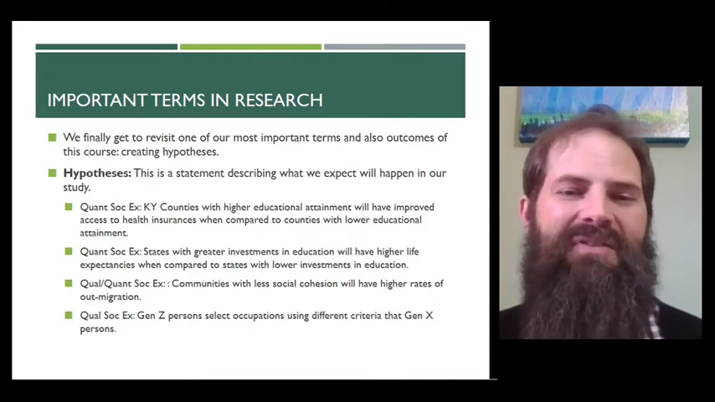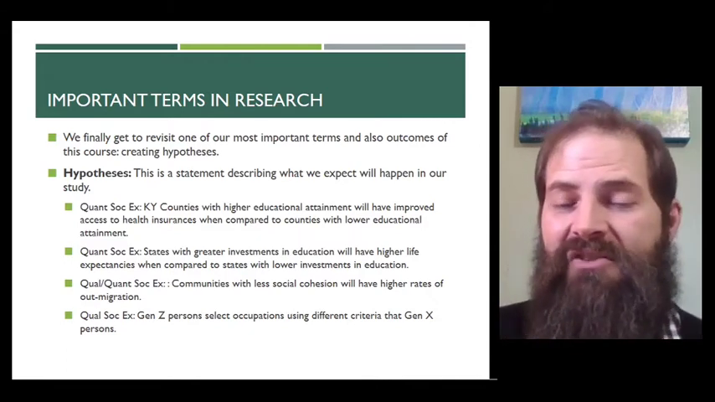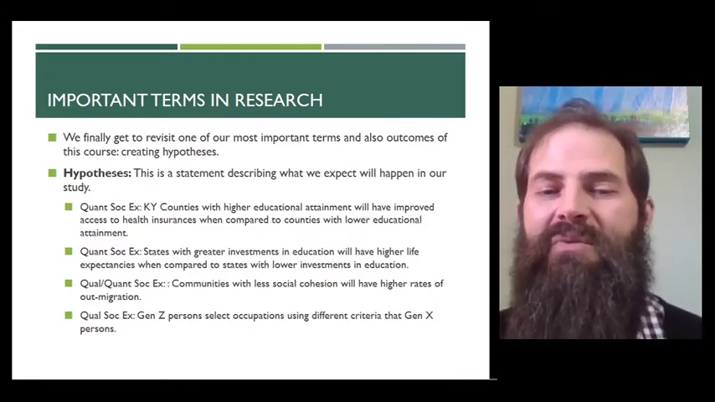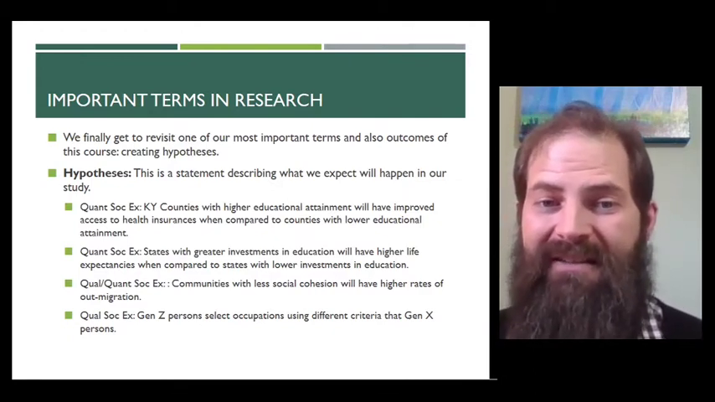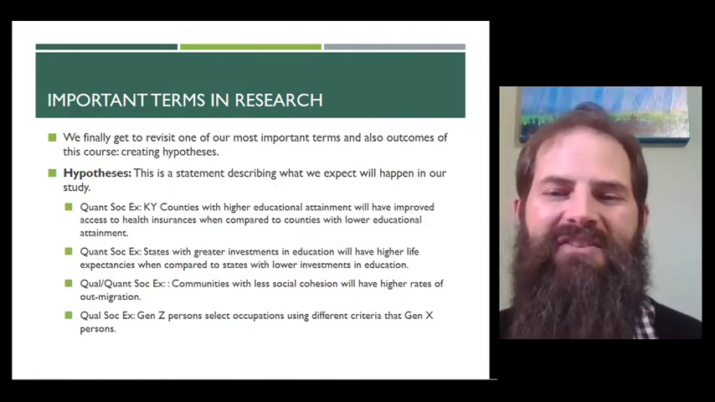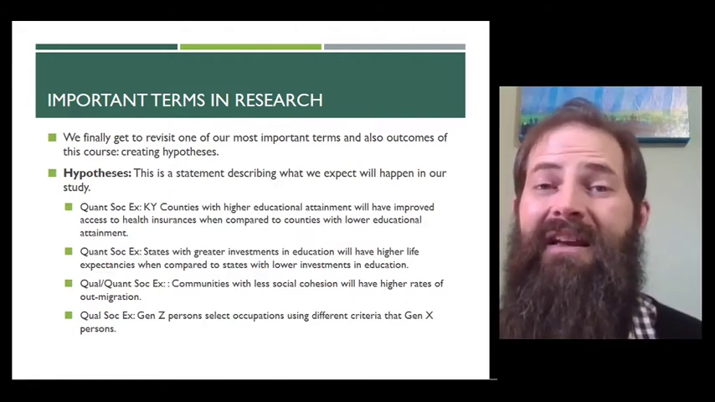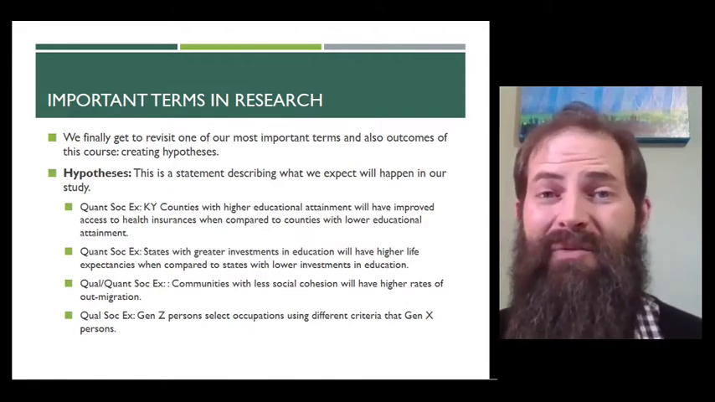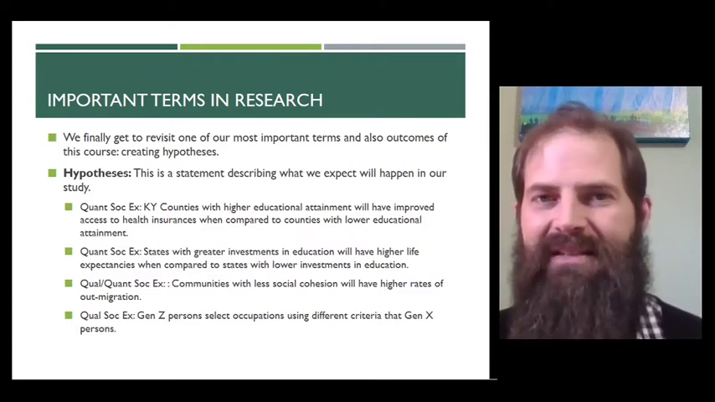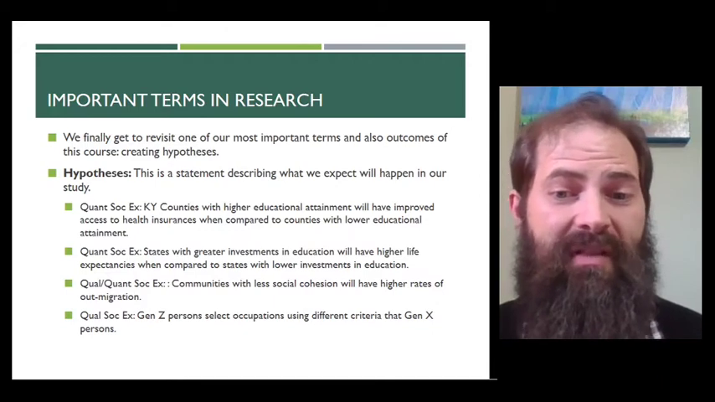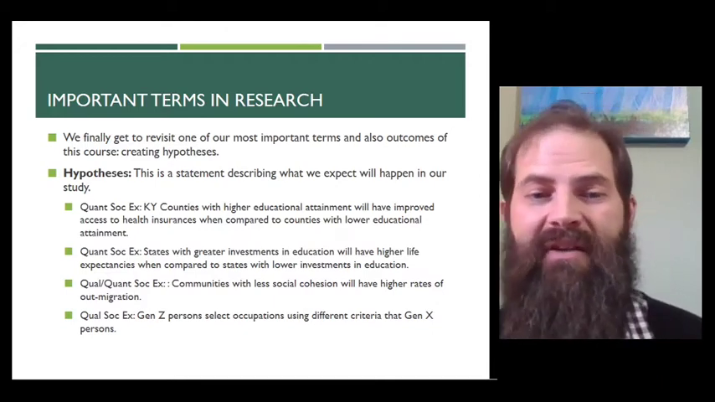A couple of other examples. States with greater investments in education will have higher life expectancies when compared to states with lower investments in education. I hypothesize states with greater investments in education will have higher life expectancies, statement of fact, and now our comparison when compared to states with lower investments in education. That's a hypothesis.